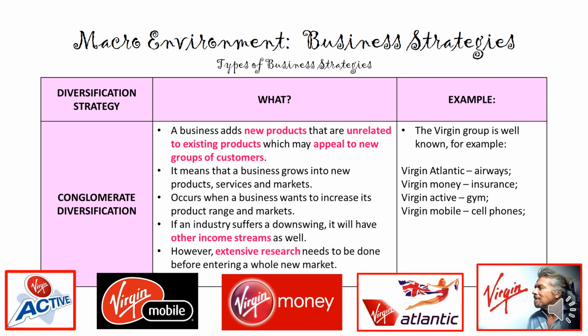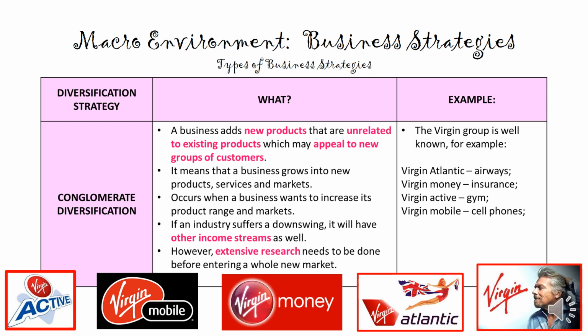If the industry suffers a downswing, that's the advantage of this. Like in our example here, if we look at the Virgin Group, we get Virgin Atlantic, that's airways, so people flying around. It's a very upper class kind of airways. Virgin Money provides insurance. Virgin Active is the group of gyms. Virgin Mobile offers cell phones.